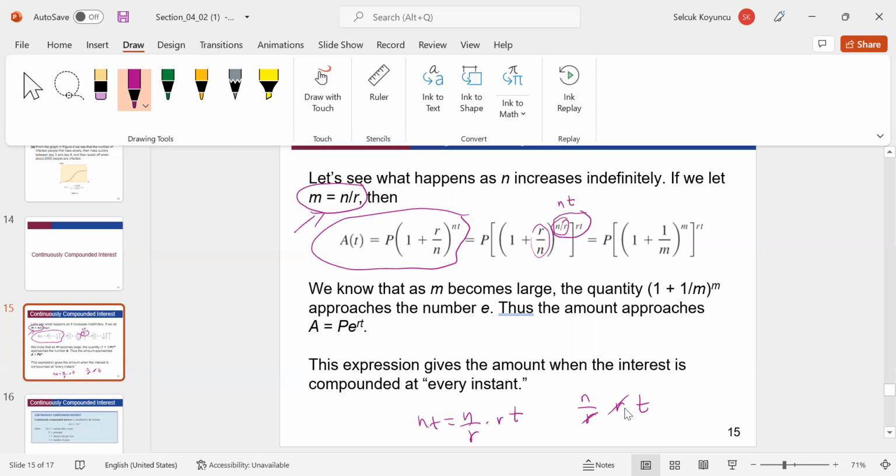Now we know that when m becomes large, this quantity, from the definition of e, becomes e. So when m goes to infinity, then (1 plus 1 over m) to the m is just the definition of e. This will go to e, so this whole thing is just going to be e. Then you get this formula: A equals P times e to the rt, which is the formula for continuously compounded interest. This expression gives us the amount when the interest is compounded at every instant.